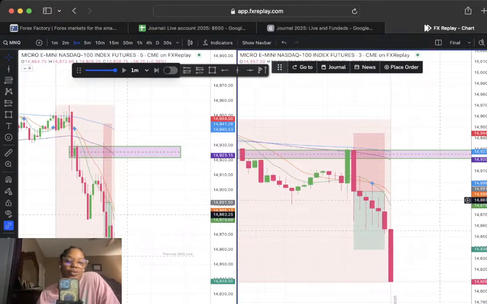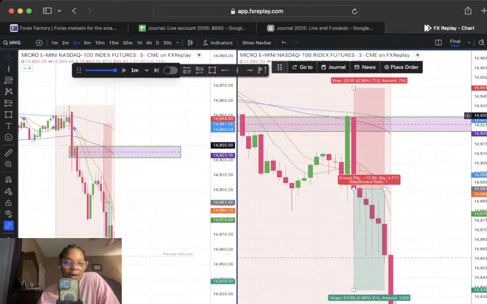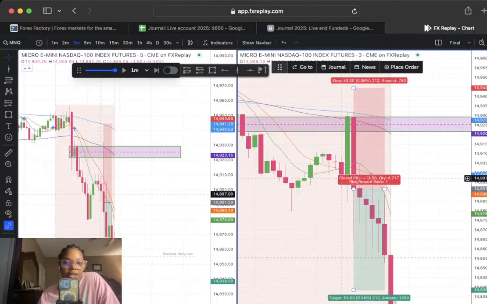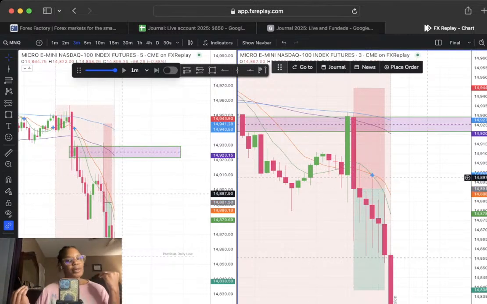So we waited for the pullback, but we couldn't get in anyway because one, it was right at 9:30. 9:30 came up, and again, we were touching the EMAs. I don't get in on a touch. I need it to open at a space. If it opens and it's touching it, I'm not getting in. I don't care. Opening at a space is just extra confirmation.